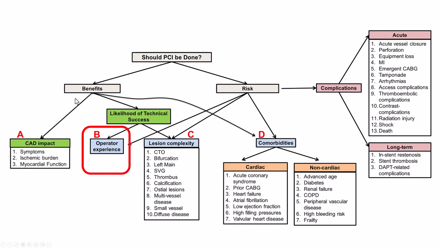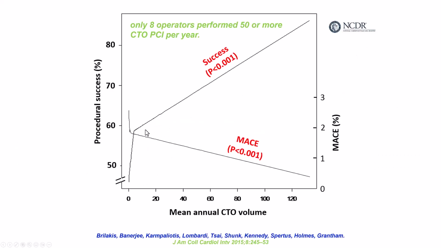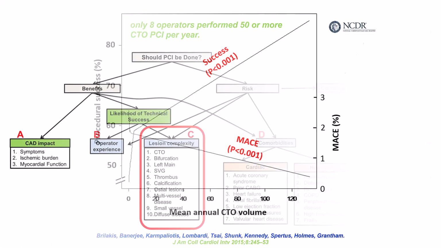Now, the benefits depend not only on the impact of coronary disease on the patient's functioning, but also on the likelihood of success. And this depends on the operator experience, but also on the lesion characteristics, and to some extent on the comorbidities. The more cases an operator does, the higher the success and the lower the complications. This is true for every procedure, and especially for a highly complex procedure such as CTO PCI.